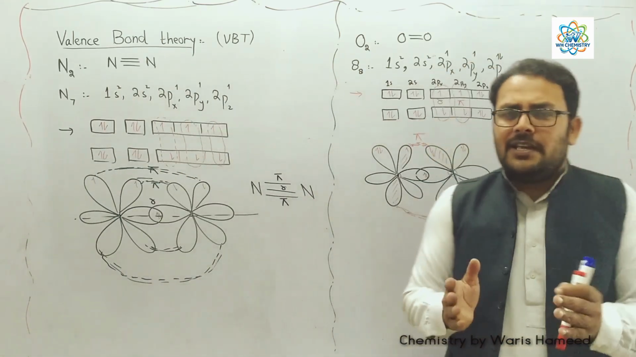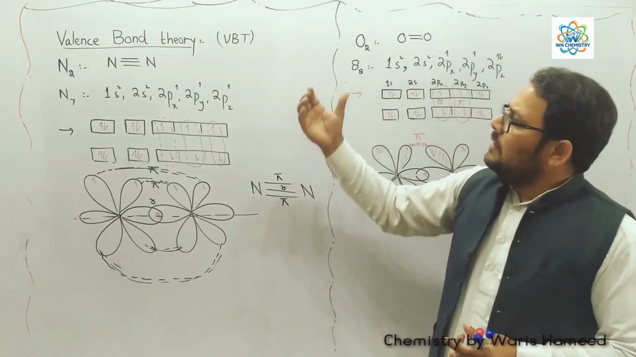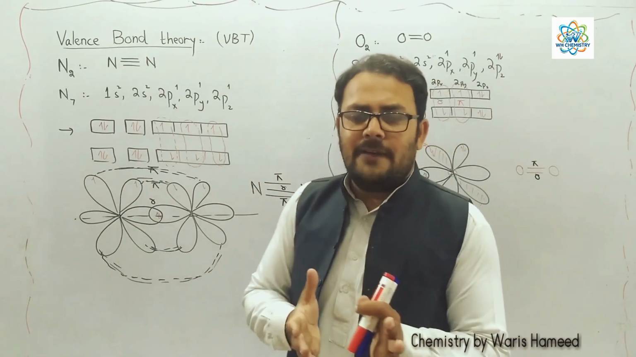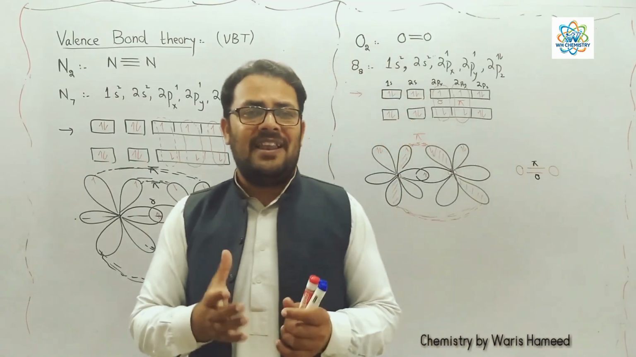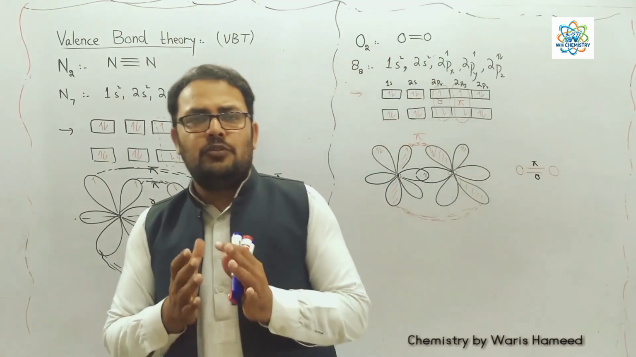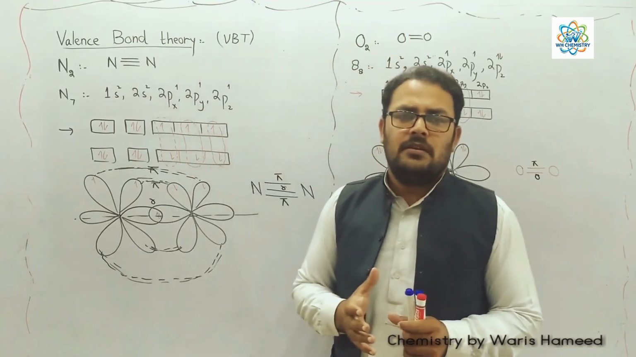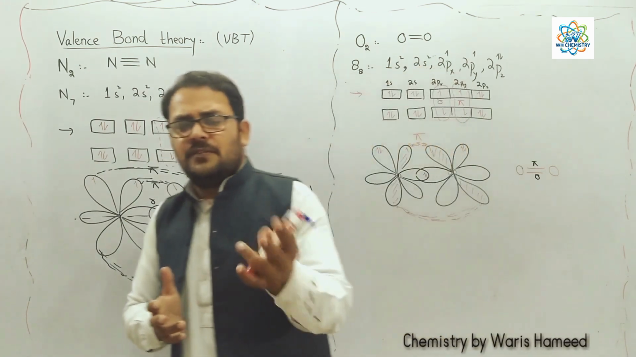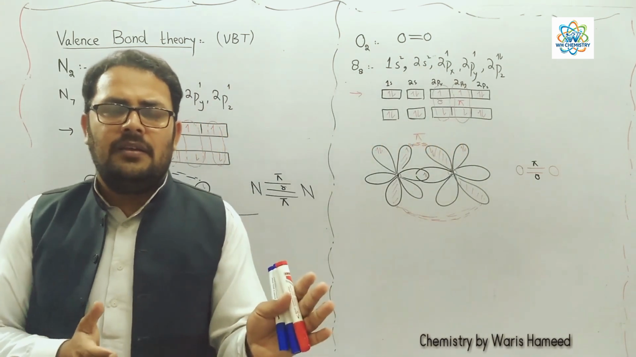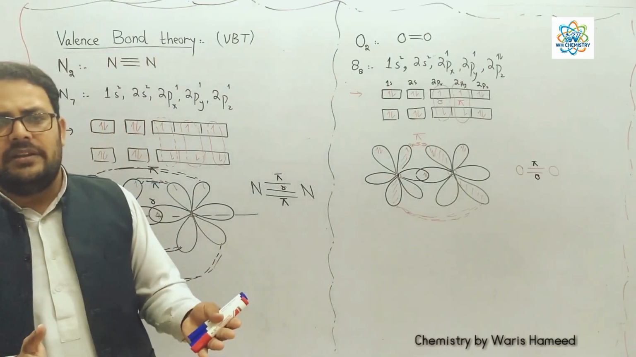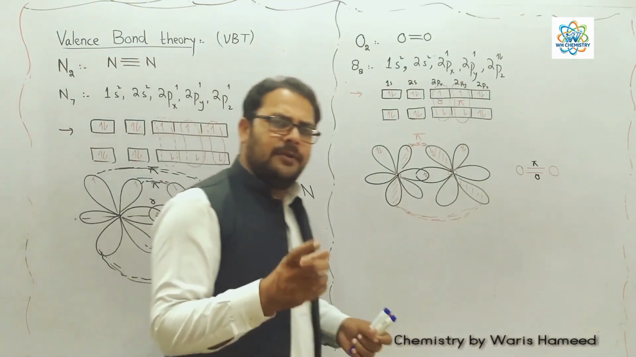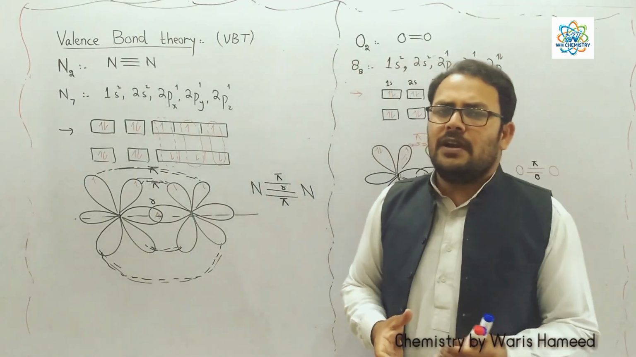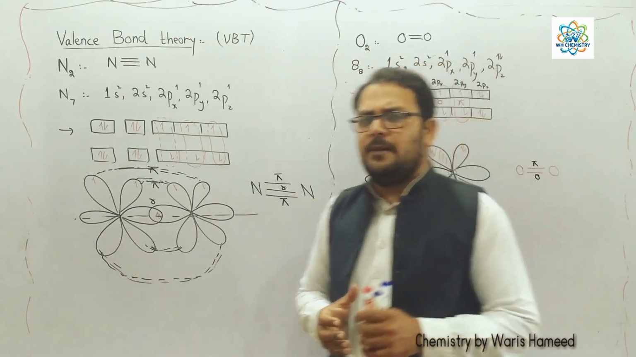We have studied in this video lecture that the bonding atoms should have half-filled valence orbitals, and those valence orbitals overlap each other in 2 ways. First is head-to-head and second is side-by-side. If they overlap head-to-head, they form a sigma bond, and if they overlap side-by-side, they form a pi bond.